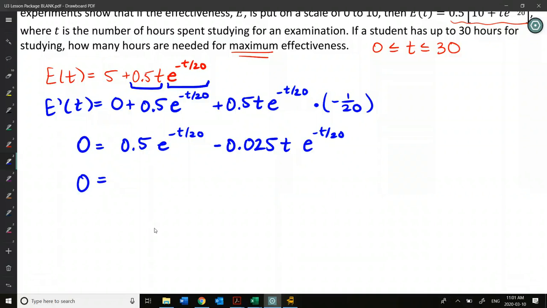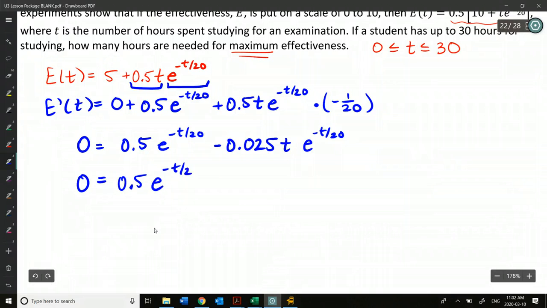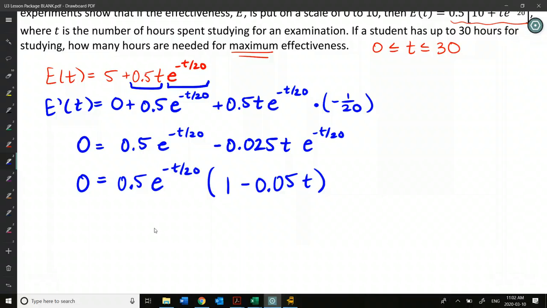Okay, so if we factored out 0.5 here, which we could, and then also e to the negative t over 20, that might be easier for us to solve. We'll be left with 1 here, which makes it a bit easier, and then we'll be left with negative 0.05t. When you do 0.025 divided by 0.5, because you're common factoring, you get 0.05.